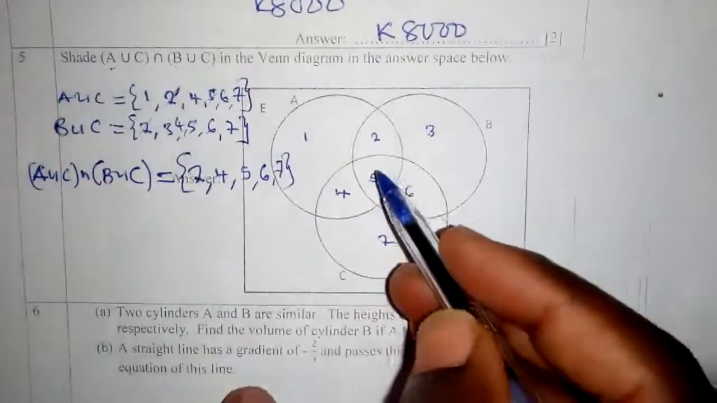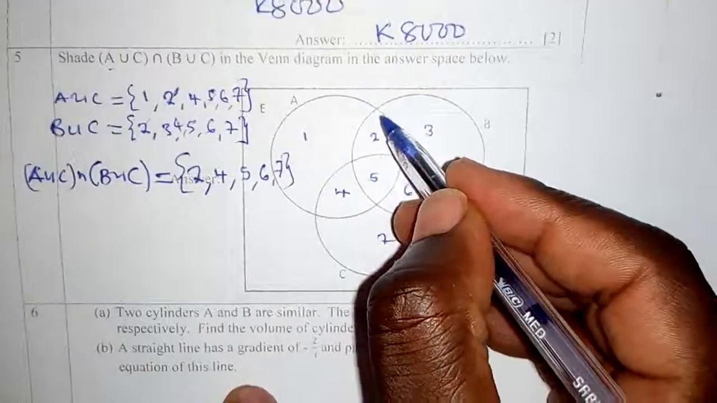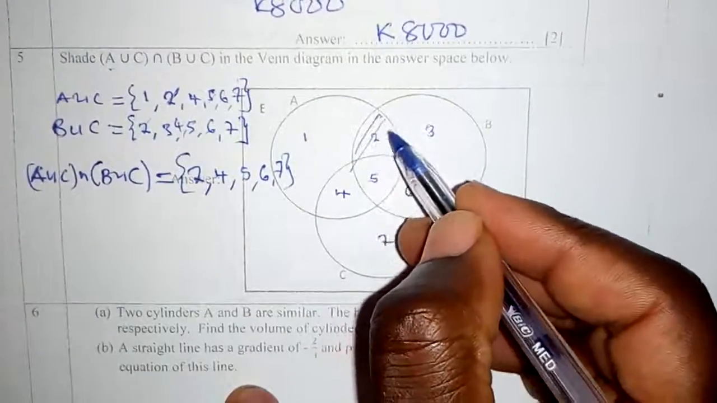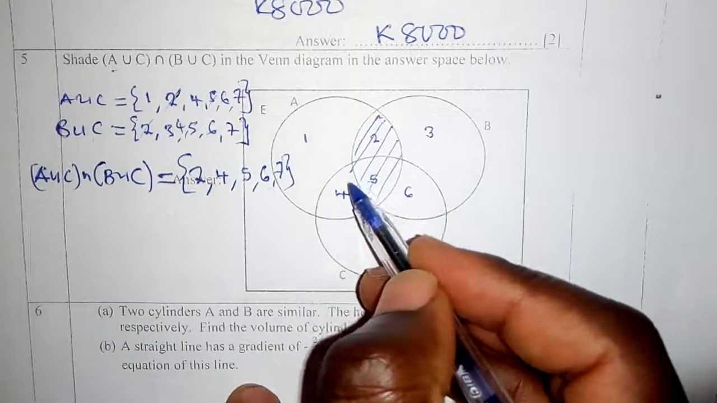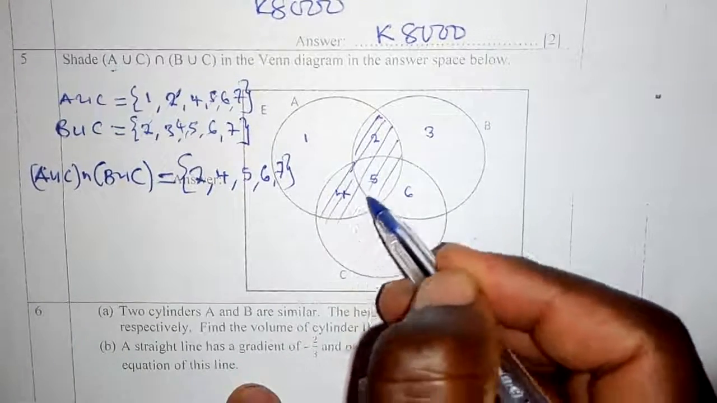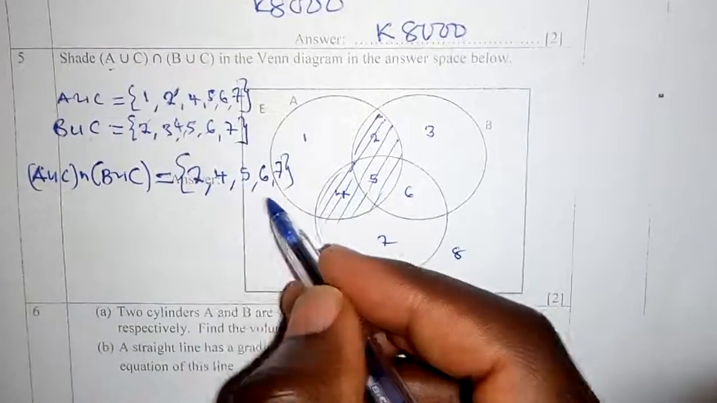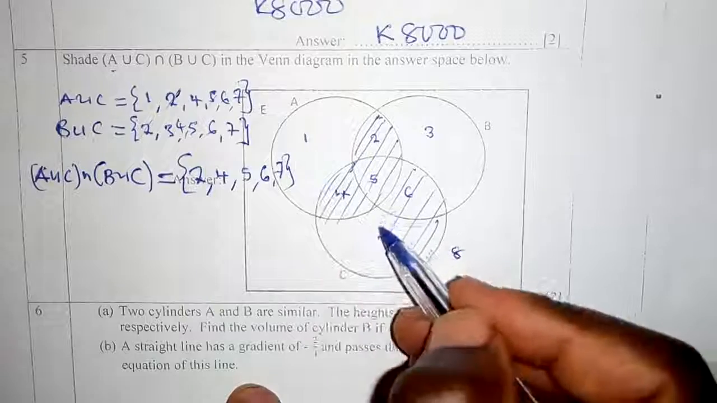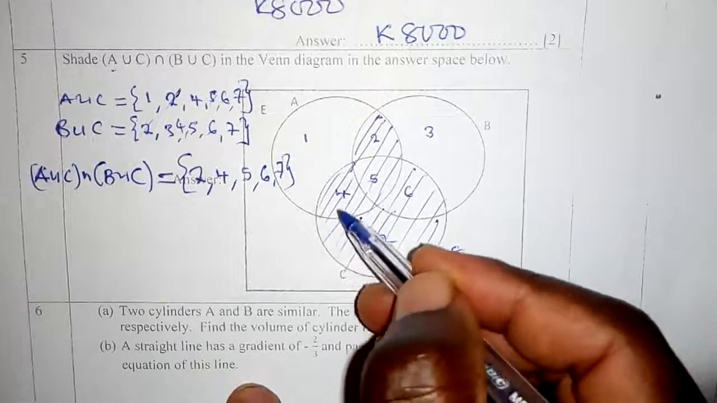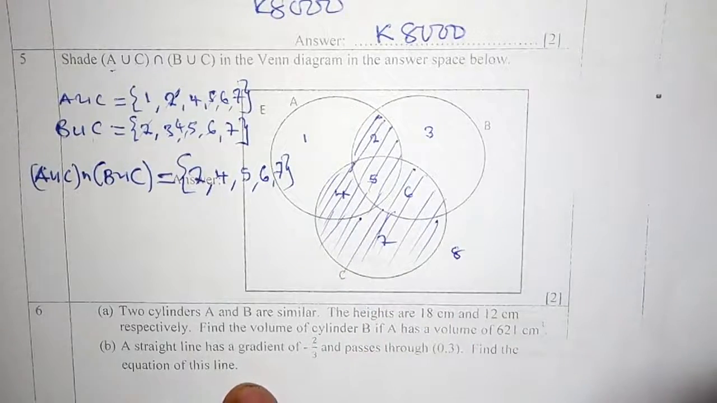So you go to where the set is. You start shading 2 here, shade where 2 is, and 5 there, you shade. What else? 4 is there, you can shade. What else? 6 is there, you can shade, as well as 7. So this is the region we're talking about.